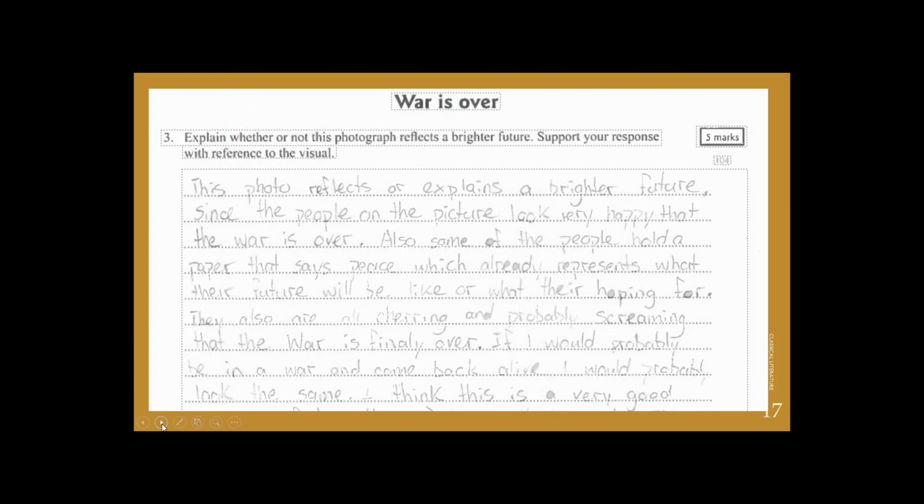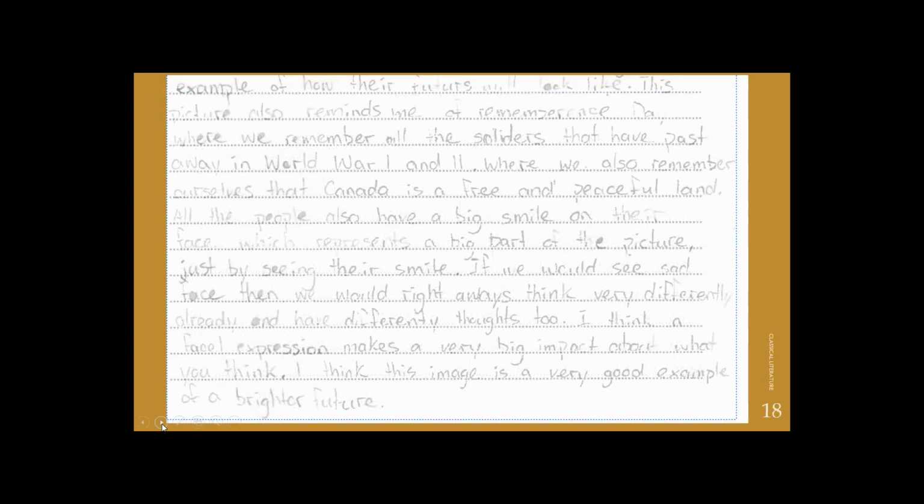So they say this photo reflects or explains a brighter future. Again, using the words of the question in your first sentence. Since the people in the picture look very happy that the war is over. Also, some of the people hold a paper that says peace, which already represents what their future will be like or what they're hoping for. They're also all cheering and probably screaming that the war is finally over. If I would probably be in a war and come back alive, I would probably look the same. I think this is a very good example of how their futures will look like.